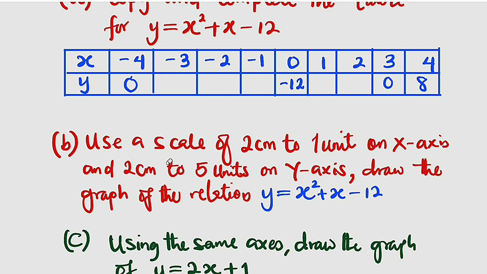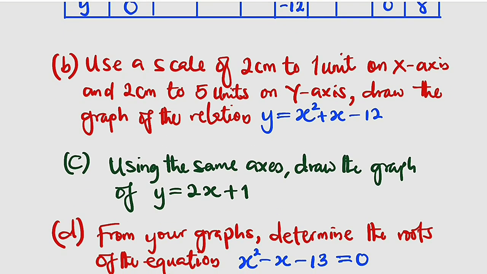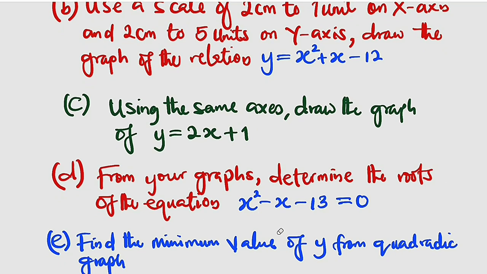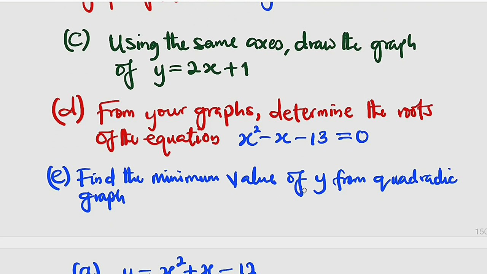Then the B part, we are asked to use a scale of 2 centimeters to represent 1 unit on the x-axis and 2 centimeters to represent 5 units on the y-axis to construct the graph of this relationship, y equals x squared plus x minus 12. Then the C part, using the same axis, draw a graph of y equals 2x plus 1. Then the D part, from your graphs, determine the roots of the quadratic equation x squared minus x minus 13 equals 0. And lastly, we are asked to find the minimum value of y from the quadratic graph.